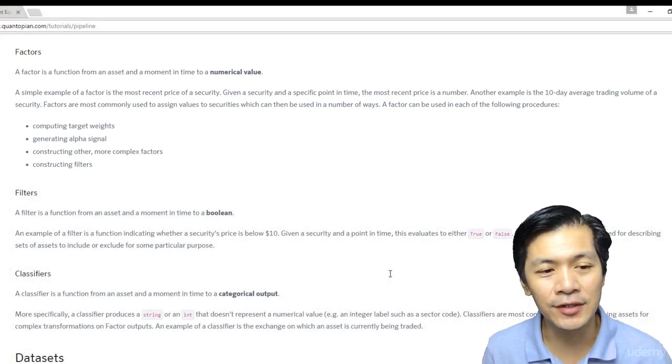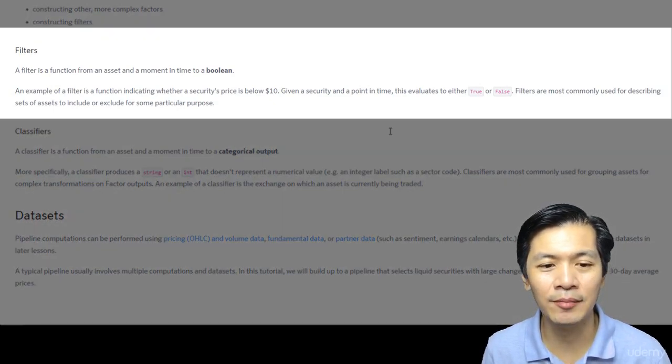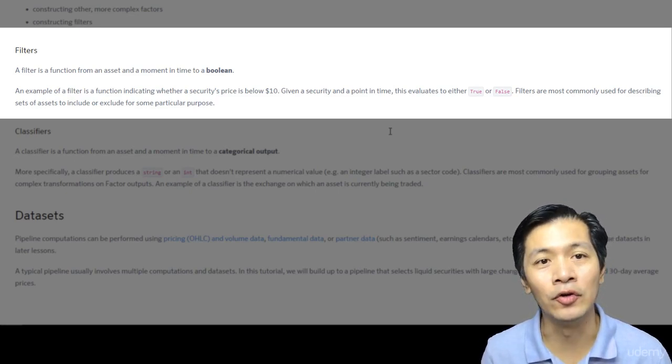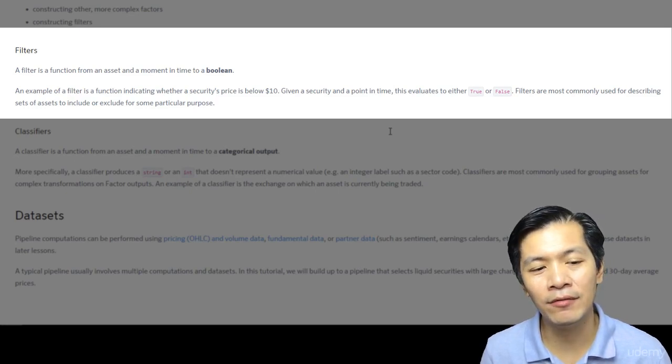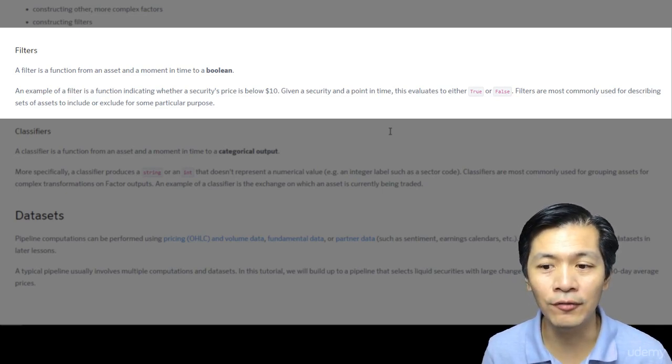So going to filter, a filter is a function from an asset and a moment in time to a Boolean. Notice that the definition is very specific. It refers to assets, it refers to a specific moment in time, and in this case, for filters, it's a Boolean. It's either a yes or no. So an example of a filter is a function indicating whether the stock or security price is below $10. Given a security and a point in time, this evaluates to either true or false.